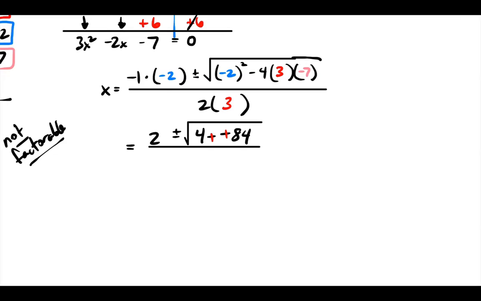Okay, Remy, do I have your focus up here? 2 times 3, 2 times 3 is the denominator. The number on the bottom is 6. So let me clean that up even more. 2 plus or minus the square root of 88 over 6.